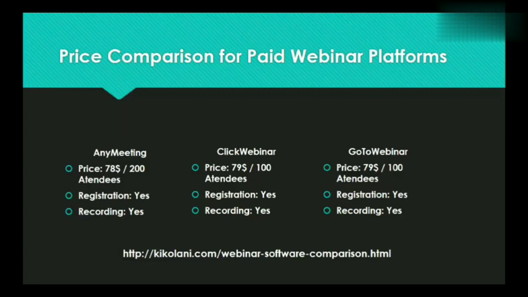So the price for AnyMeeting starts from $78 per month for 200 attendees. You have registration forms, obviously, and you also have recording for your webinars.